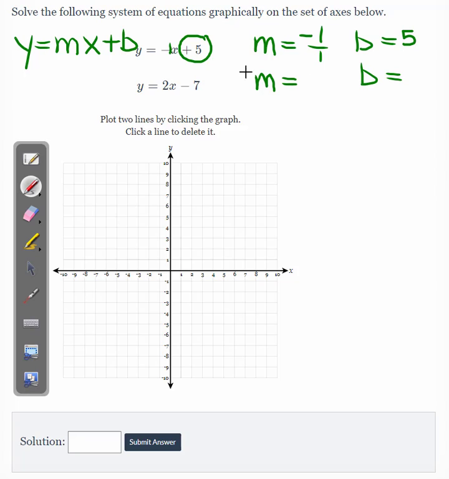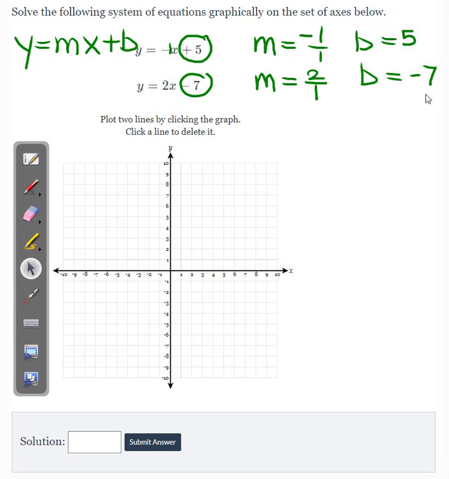This one right here, my m is 2, and again, like I said in the last one, you can make any integer a fraction by putting it over 1. So that's 2/1. My b value, similarly, is -7. Please make sure you include this sign in front of it, so that is a -7. Now all we have to do is graph these ones.